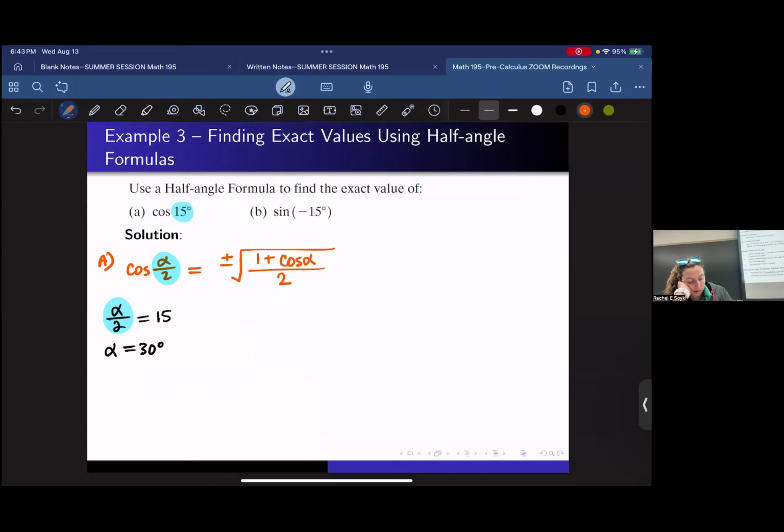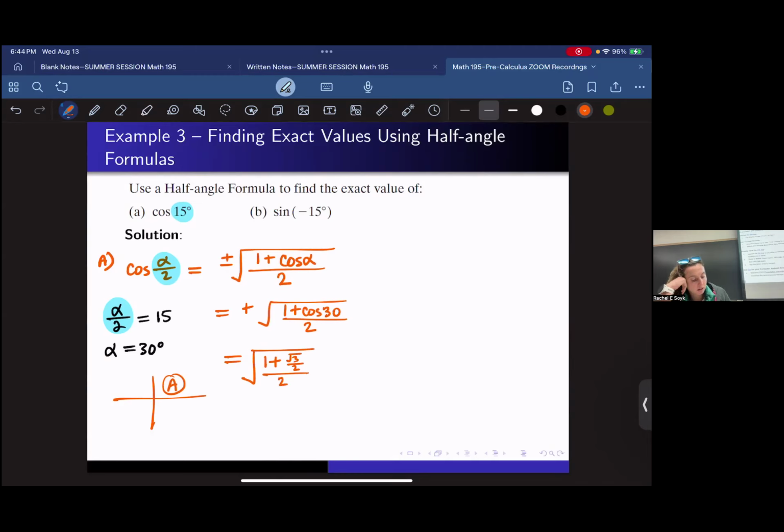And so now we just have our solution to be 15 degrees. That's in the first quadrant, so everything's positive. So we're looking at our positive value of the square root of 1 plus cosine of 30 all over 2. Cosine of 30 is what? That is square root of 3 over 2. And it's all over 2.